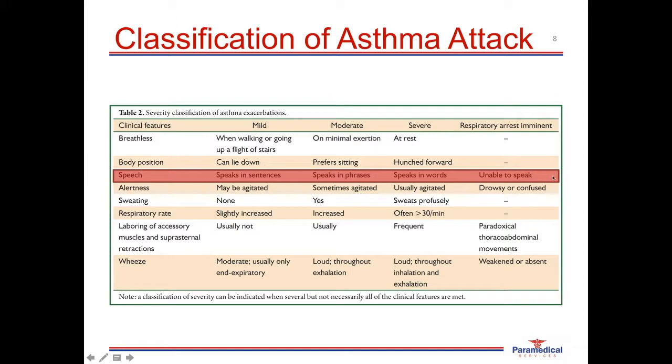And if the patient is no longer communicating with us and is unable to speak, this is life-threatening; respiratory arrest is imminent. This is one of the easiest ways and possibly one of the most significant ways of determining which category of the asthma attack the patient falls under.